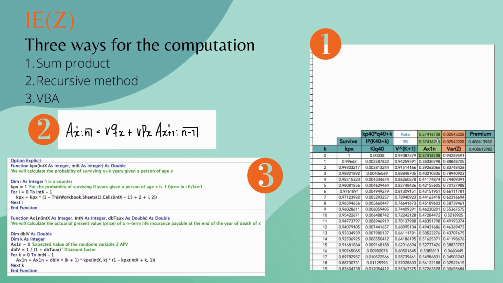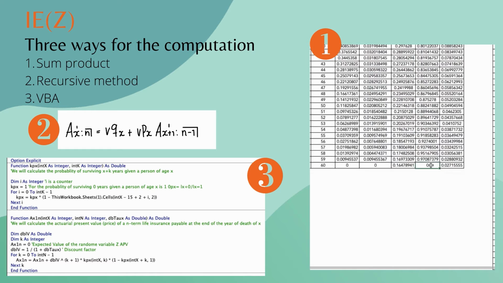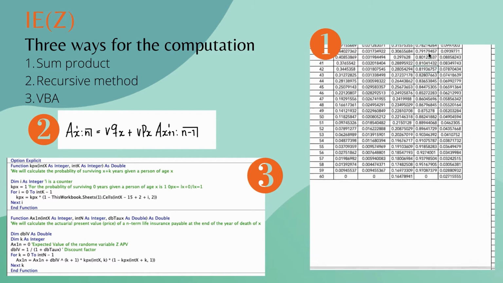We can proceed to calculate the actuarial present value of the random variable Z, which we can compute in 3 ways. The first one is by doing the product sum of column F with column E. The second way is by a recursive form. Here you can see the formula. And last but not least, we created a Visual Basic program.